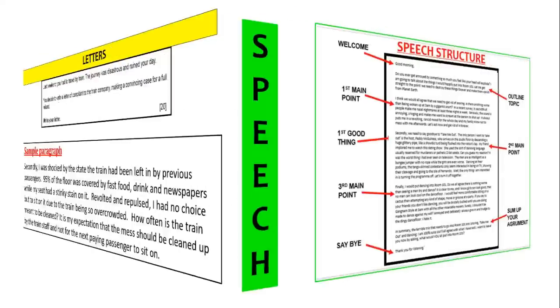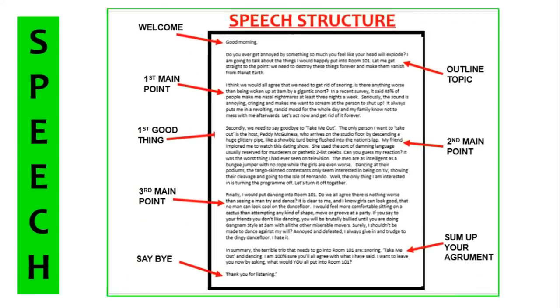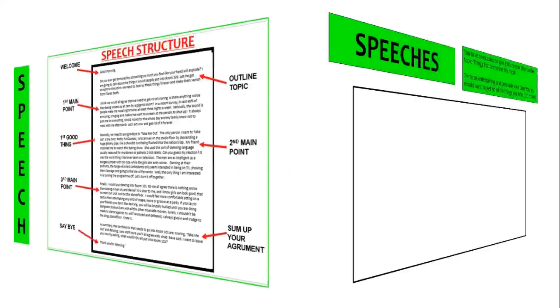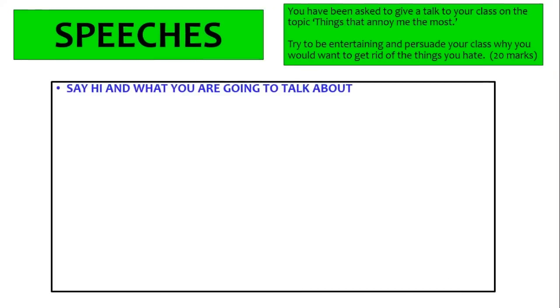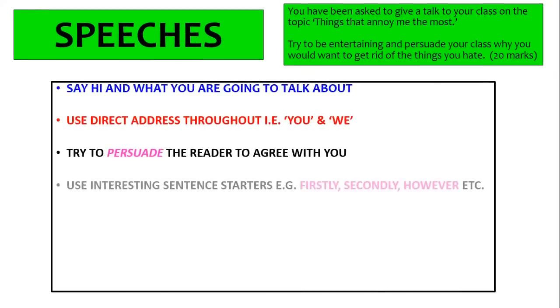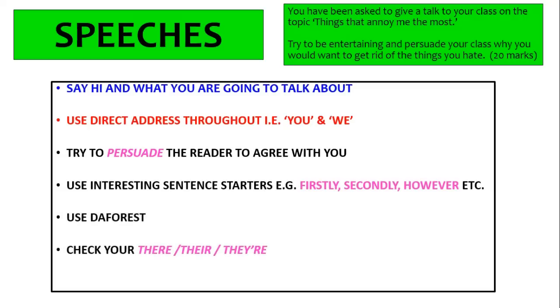So here's the speech structure. So in a speech, you're going to say hello, good morning. And then after that, you're just going to do an intro, 3 main points, and then say goodbye. So say hello and what you're going to talk about in your introduction. Use direct address throughout for a speech. So say you and we. Trying to persuade the reader to agree with you.